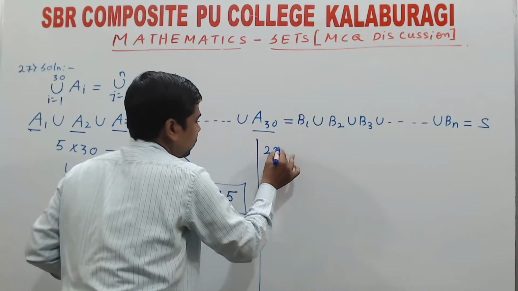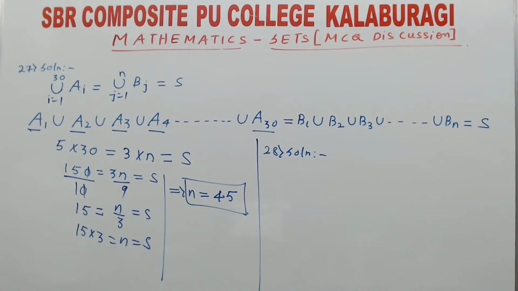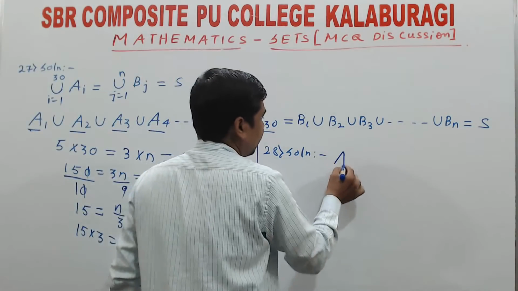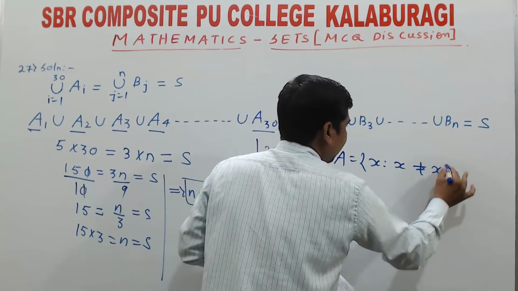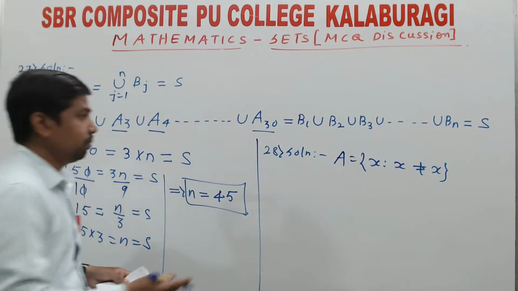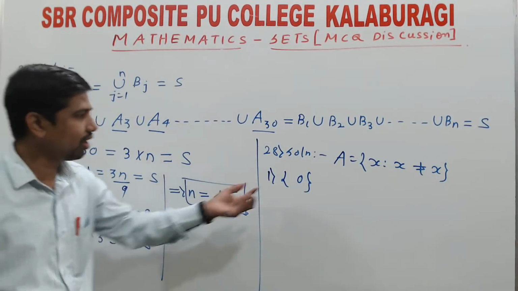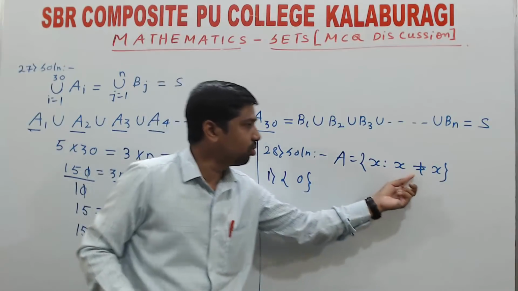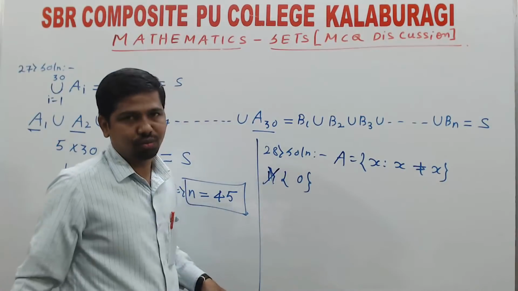So the last problem was n is equal to what? 45. 15 threes are 45. 28th question: capital A equals the set of x such that x is not equal to x. What does it represent? First option: does it represent {0}? If I take 0 here, 0 such that 0 is not equal to 0? No, 0 is equal to 0. So this set does not represent the first option.